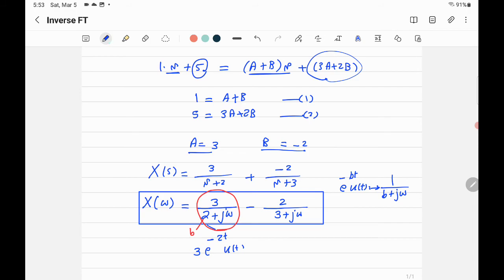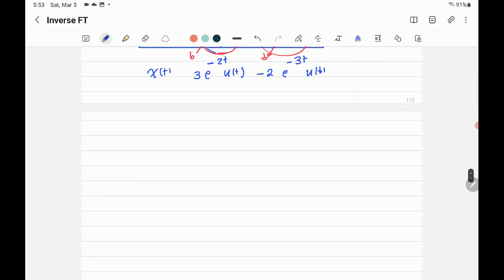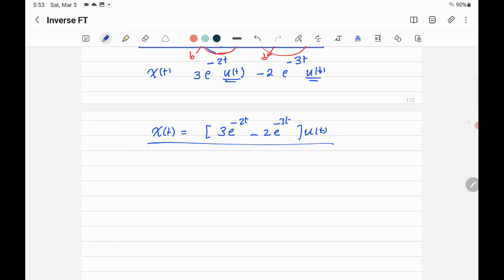Now let's look at the second term. You have 3, so your b is equal to 3. So the inverse will be equal to, but don't forget you have -2 here as a constant, e to the power of minus 3t u(t). So that will be your x of t. You can of course make it look simpler: x of t, and then you take u of t as a common factor. What's left here is 3e to the minus 2t minus 2e to the minus 3t. I hope that was easy, finding the inverse.